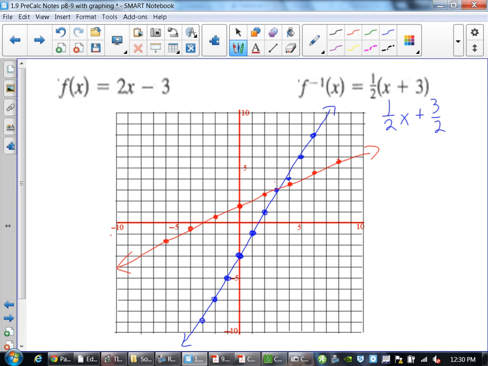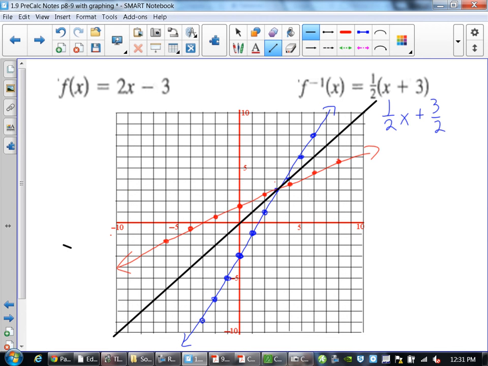What happens here is that if functions are inverses of one another, they're always going to be reflected over the equation y equals x. Always, always, always. The function y equals x is this: intercept of 0, slope of 1. Therefore, each point is reflected over that.